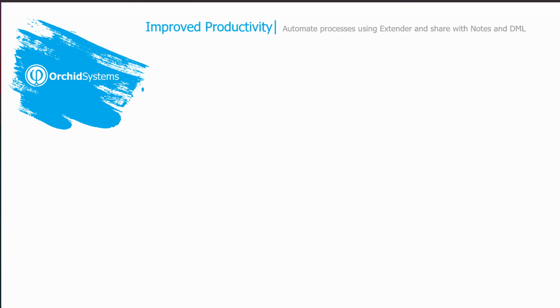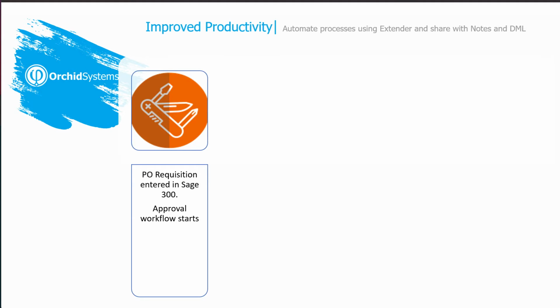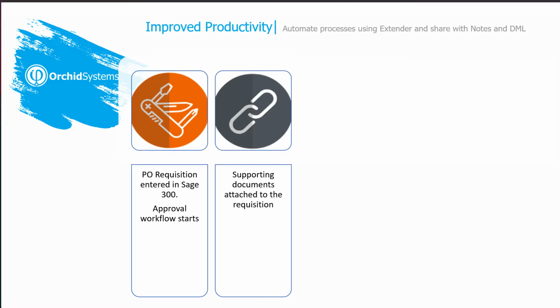The first scenario focuses around purchase approvals using Sage 300 purchase order, and in this presentation we will look at Extender, notes and document management link and how they can help us improve productivity. We will create a PO Requisition in Sage 300 where we have configured Extender Workflow to start the approval process. The user entering the requisition will attach supporting documents to the requisition in Sage 300 using Document Management Link.